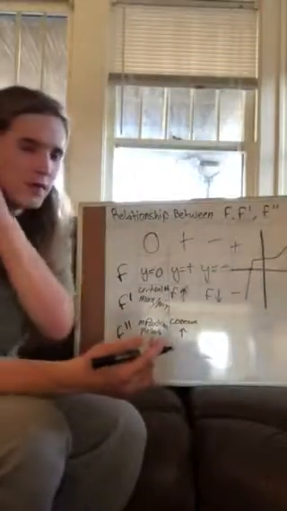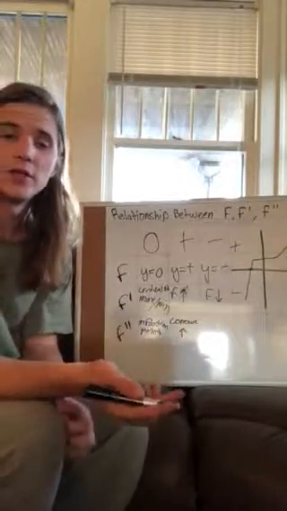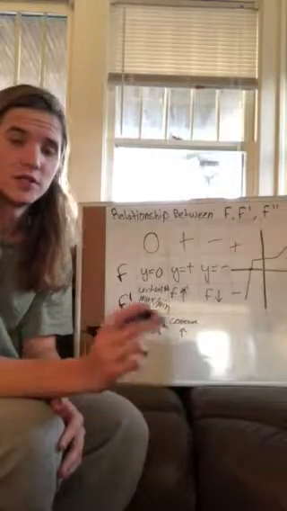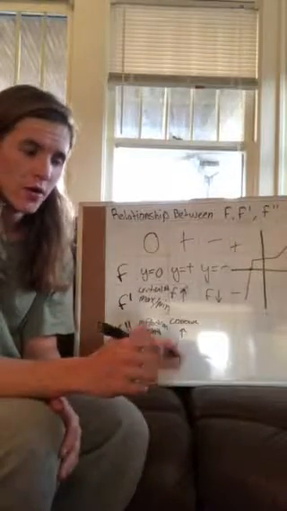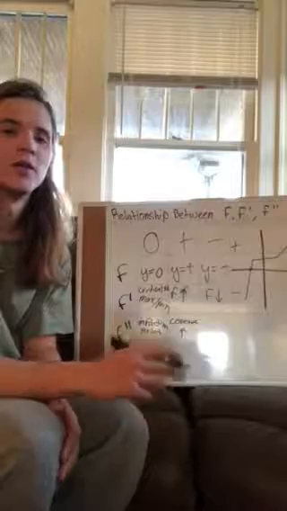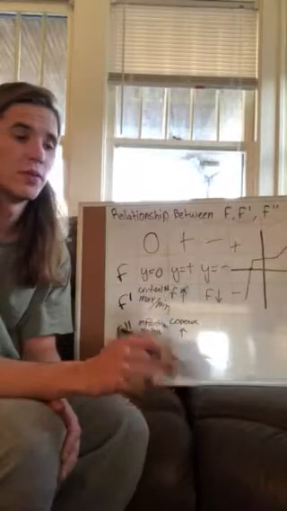And that would mean that when f double prime is negative, it means that the graph is going to be concave down.